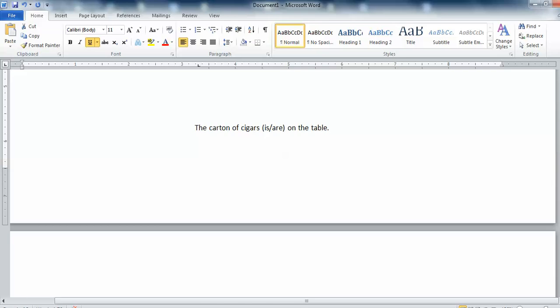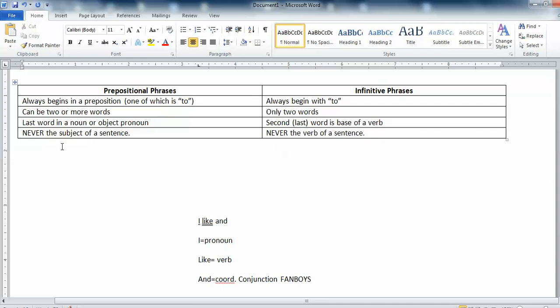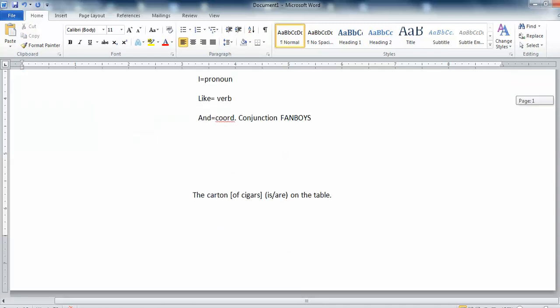Many of them will say are, because they think cigars is the subject of this sentence, but it can't be, because of cigars is a prepositional phrase, and we know that a prepositional phrase can never be the subject of a sentence, right? So we've got to get rid of that. Did you see any other prepositional phrases here? You should have. This one right here, on the table, is a prepositional phrase, so we can get rid of that as well.